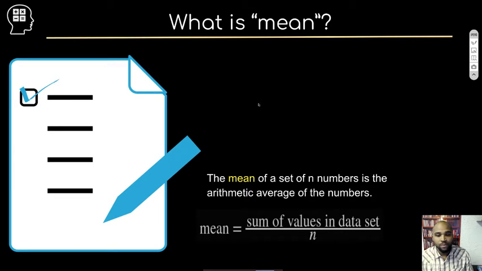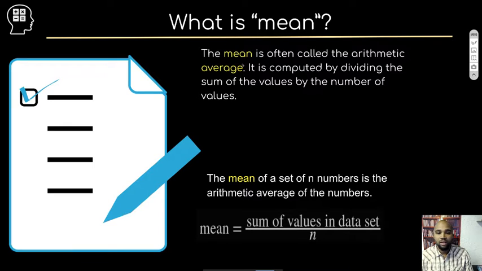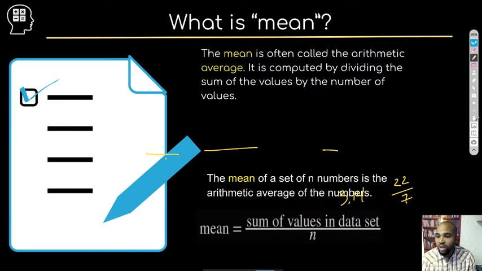So what is mean? The mean is often called the arithmetic average. It's really just an average of numbers. It's not that you're saying somebody's mean, like someone being not nice. We're not talking about that. We're talking about an average.